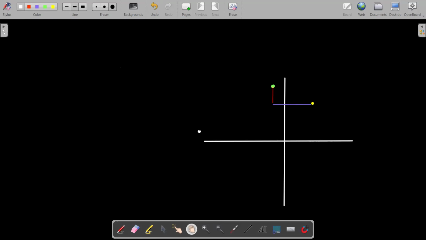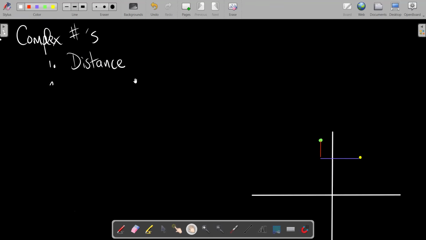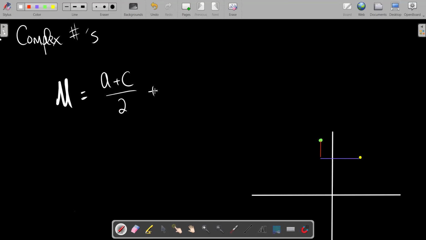So we're going to use the same two complex numbers. We're going to have Z1 and Z2, and they're still going to be called A plus Bi and C plus Di. Deal? Okay. The midpoint of two complex numbers, capital M, is going to be the complex number that we will call (A plus C) over 2 plus (B plus D) over 2 i.